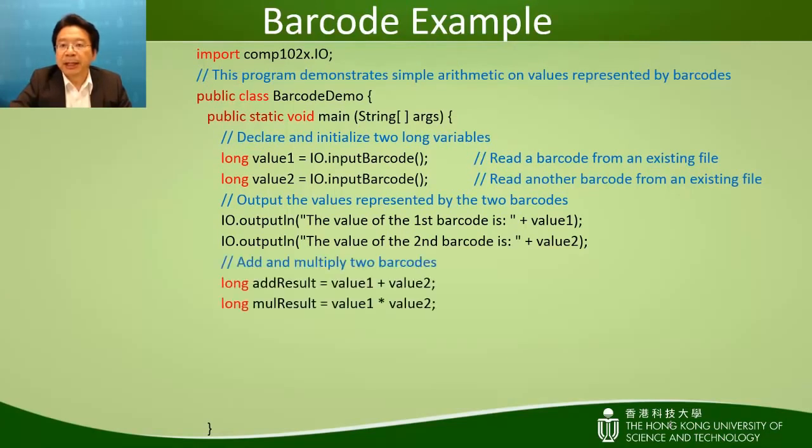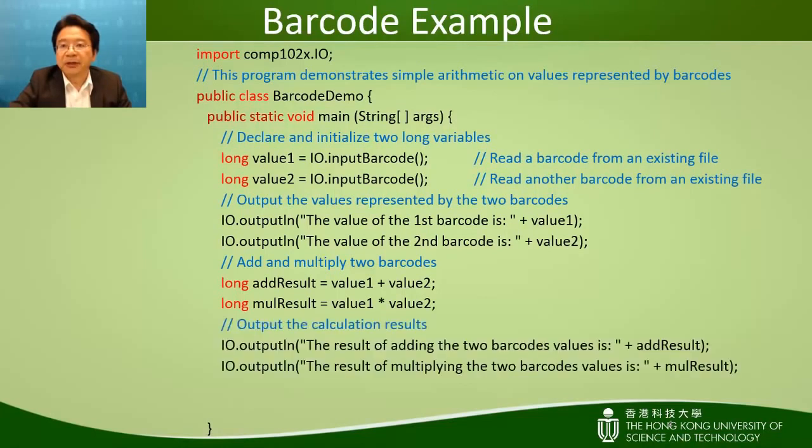The values can then be treated the same as numbers represented in other primitive types in Java, and arithmetic operations such as addition and multiplication can be applied to these numbers. In this case, the results of the operations would be assigned to the variables addResult and multResult with the primitive integer type long, again because barcodes can represent very large numbers, and the results of the arithmetic operations are printed out for inspection.